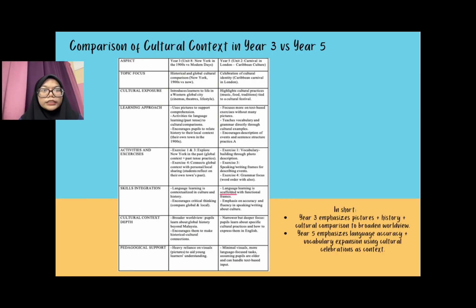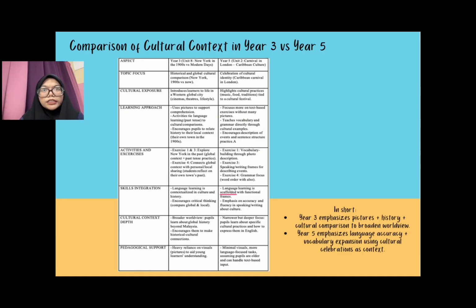While in the Year 5 textbook, exercise 1 is more focused on vocabulary building through photo description. And exercise 3 is focusing on speaking or writing frames for describing events. And lastly, exercise 4 is grammar focus, in which they are giving students activities on word order with "also."